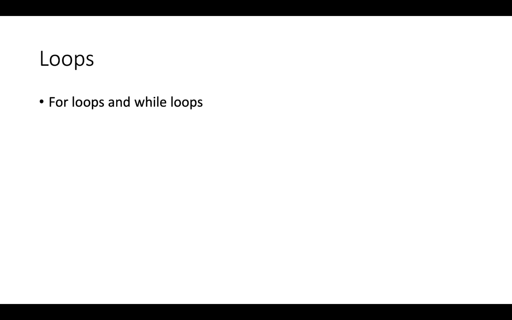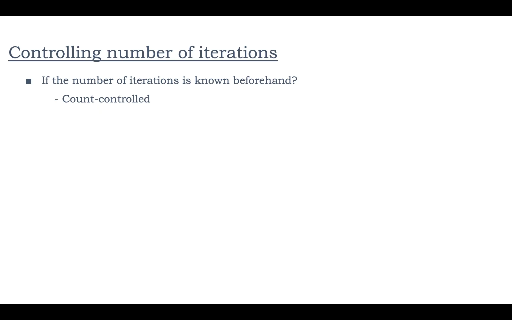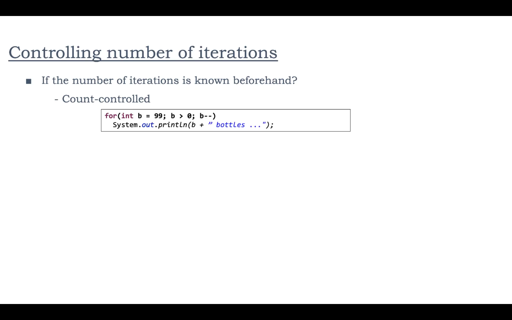So let's review some topics for your exam. We first discussed loops. We have two main types of loops, for loops and while loops. If the number of iterations is known beforehand, then we have a count-controlled loop, which is usually best served with a for loop. Here we have an example of a for loop given.